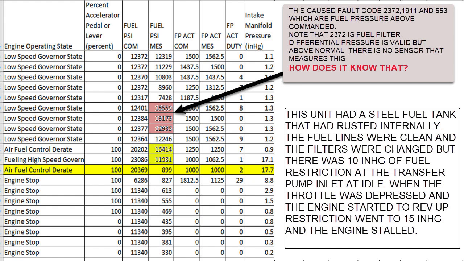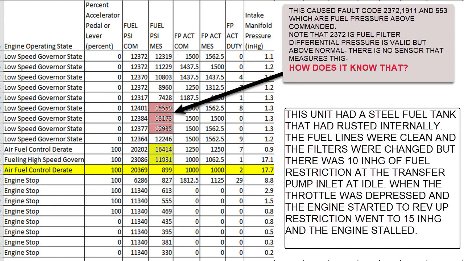And that was it. So on the top right, the arrow is showing basically what caused 2372, 1911, and 553. I don't know that those three lines caused it, but that behavior is what caused it. And then the 2372, we already talked about, the fuel filter.